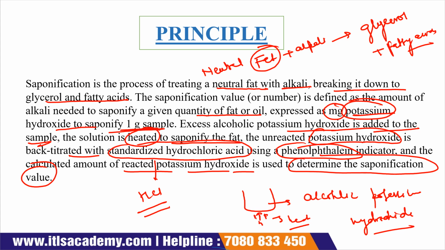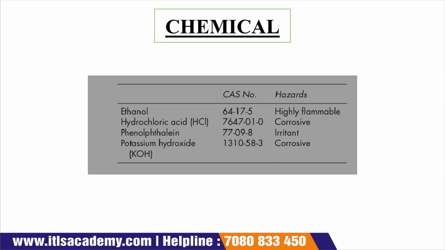Okay, so now the next one is the chemicals used in this experiment. The first chemical is ethanol, CAS number 64-17-5, and the hazard related to this chemical is that it is highly flammable. And the second chemical used in our experiment is hydrochloric acid, that is HCl, 7647-01-0, and the hazard related to this chemical is that it is corrosive in nature.